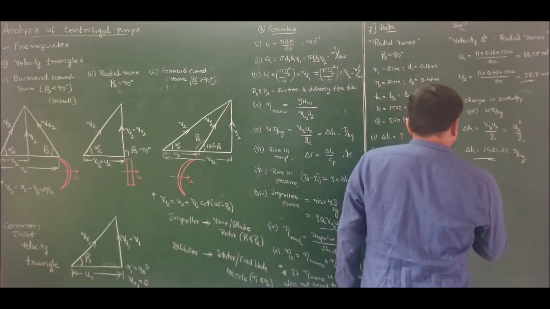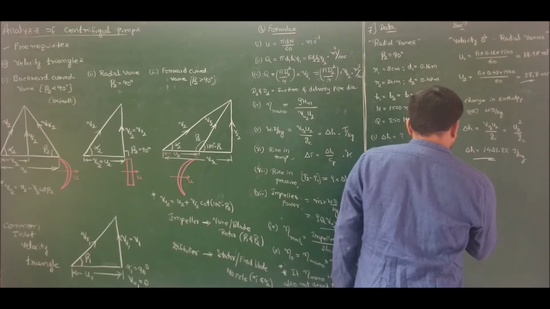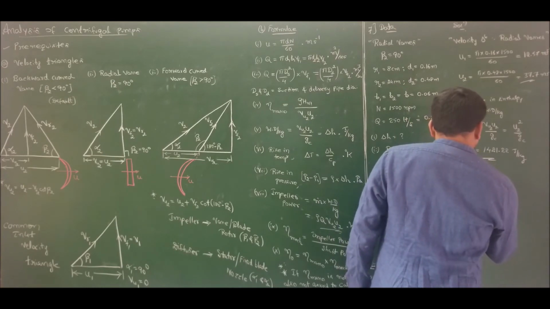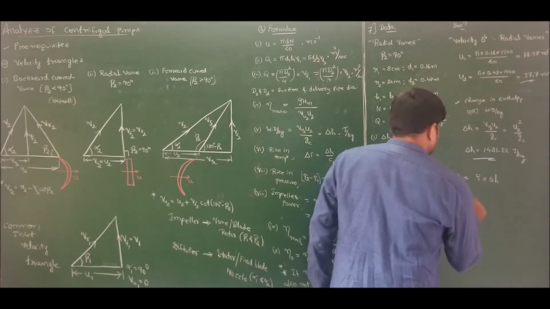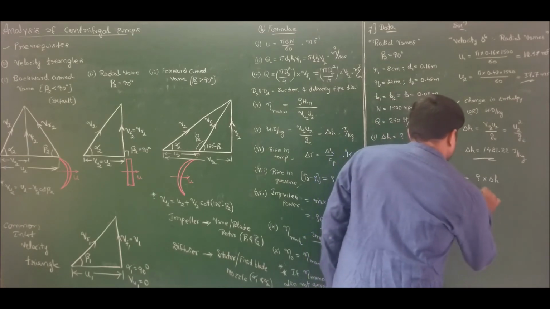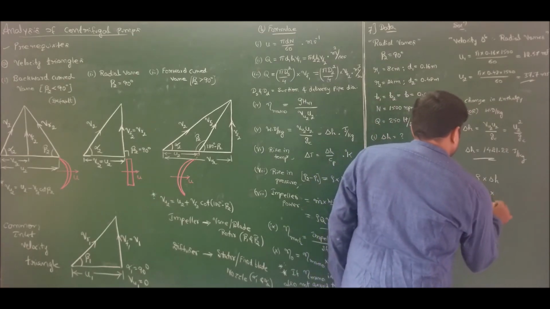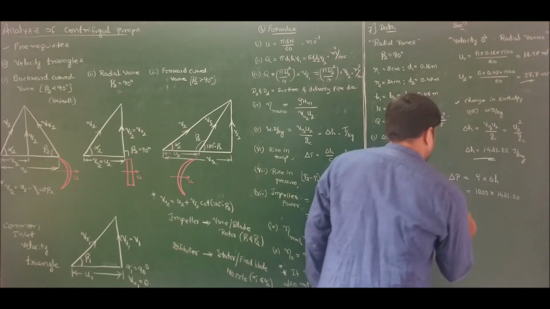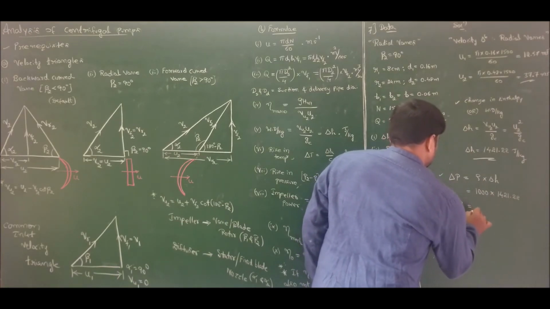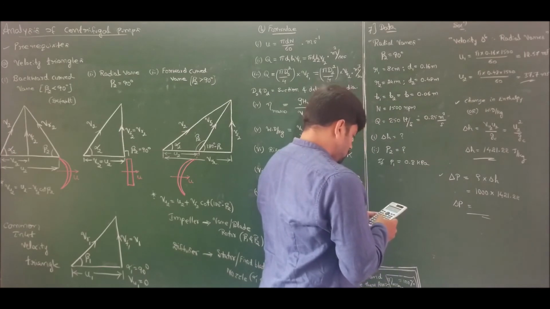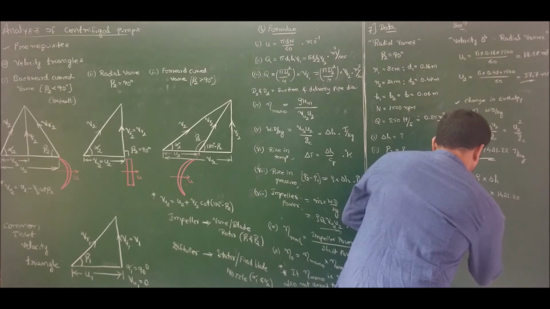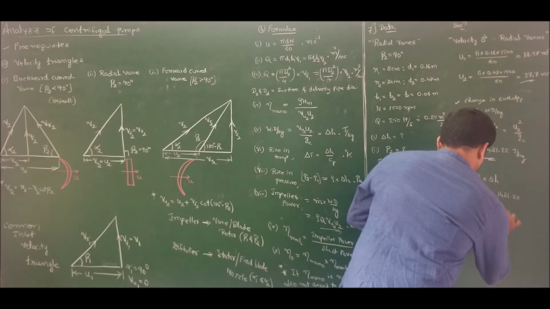Now to calculate P2, first let us find the pressure rise delta P. We know pressure rise delta P is nothing but density into change in enthalpy. So the density of water is 1000 kg per meter cube into change in enthalpy 1421.22. So the change in pressure will be 1421.223 pascals.